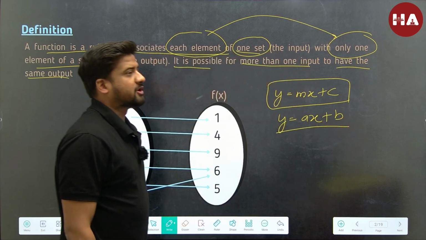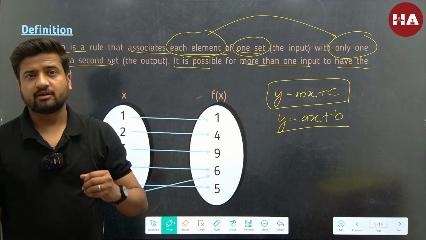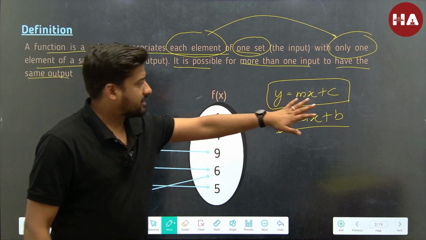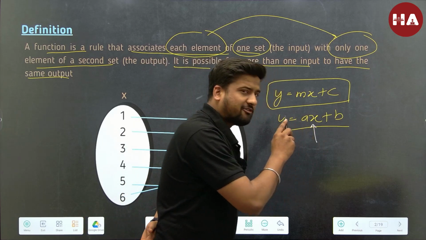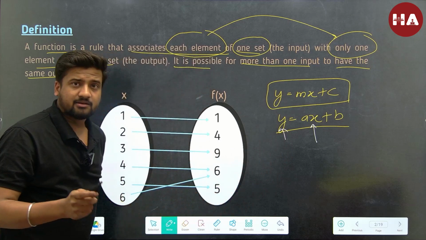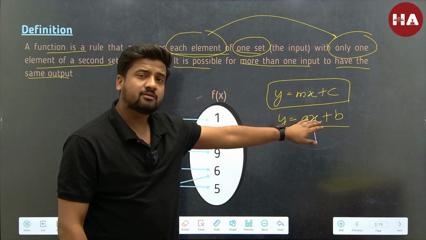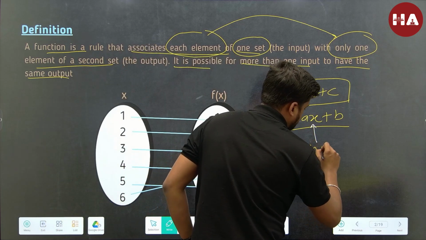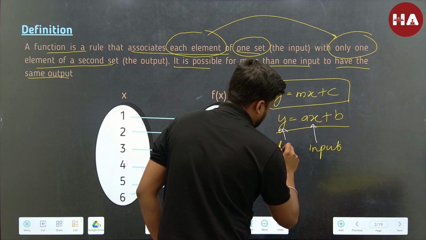Now whenever you input some value of x, you get some value of y. On substituting, or you can say on putting a value of x, we are getting some value of y, right? So I can say that the value of y is dependent on the value of x. So this x will be my input value and this y will be my output value.